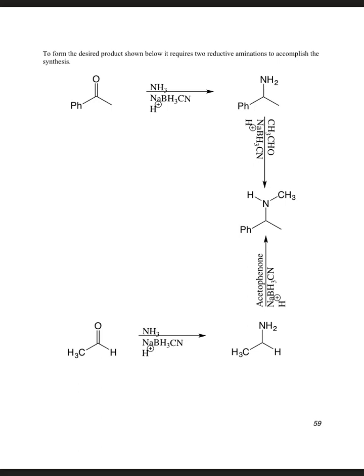So we can do this type of reaction many different ways, starting with different carbonyls. We can start with acetophenone. We can make a primary amine. We could add acetaldehyde to that, and we could make a secondary amine from that. Or we could start with acetaldehyde and reduce it to the ethylamine, and then add acetophenone and reduce that. There's more than one way to make any one of these reactions that we'll talk about throughout this semester.